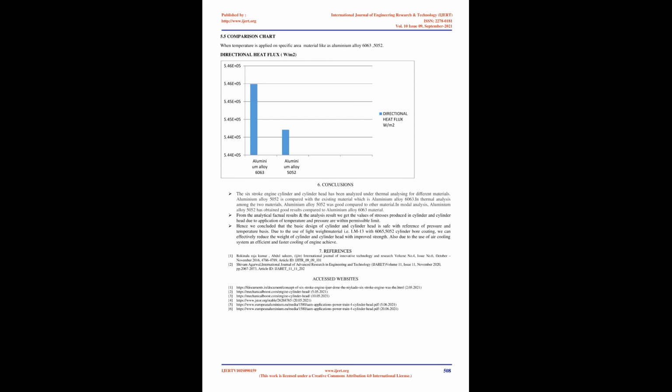From the analytical factual results and the analysis result, we get the values of stresses produced in cylinder and cylinder head due to application of temperature and pressure are within permissible limit. Hence we concluded that the basic design of cylinder and cylinder head is safe with reference to pressure and temperature basis. Due to the use of lightweight material, i.e. LM13 with 6065-5052 cylinder bore coating, we can effectively reduce the weight of cylinder and cylinder head with improved strength. Also, due to the use of air cooling system, an efficient and faster cooling of engine is achieved.